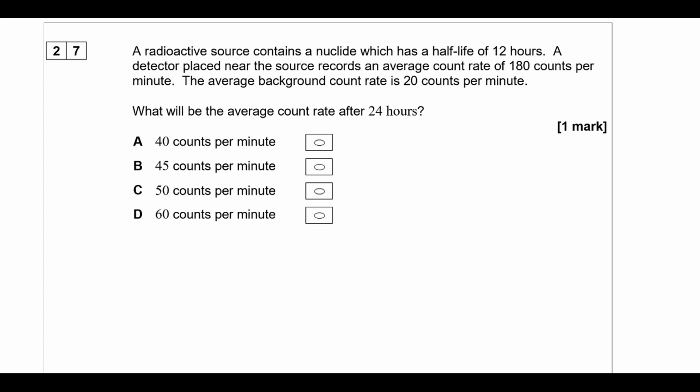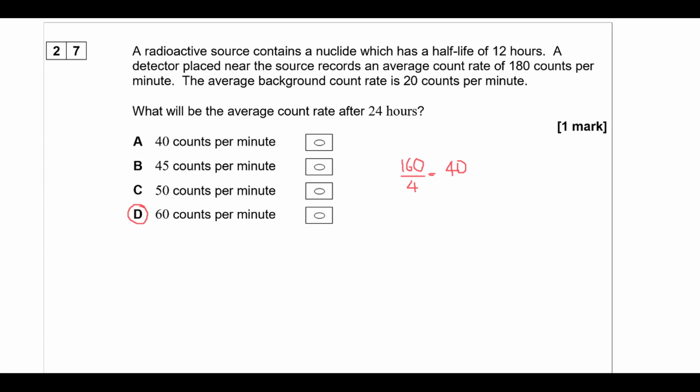So first of all, if we subtract background, we know that the count rate due to the source is 160. So we take off the 20. After 24 hours, we've had 2 half-lives. So we're going to divide that by 4. And now the source is going to be giving us 40 counts per minute. Adding back in background, that's going to give us a total of 60 counts per minute.